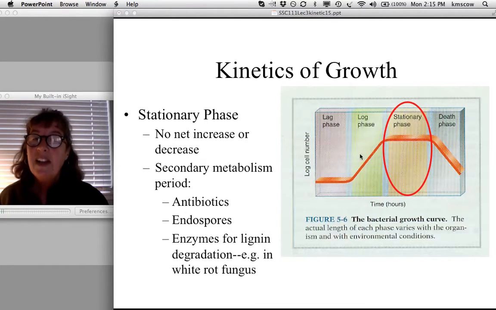If you keep them in an active growth phase all the time, they won't do it. They don't do it until they have grown up to a high population and are starting to look for something else. For example, lignin may not be their substrate of choice, but when they run out of another substrate, like the cellulose that might have supported their log phase, they start to produce enzymes that will break down things that are not as desirable, for example, lignin. That's called the secondary metabolism period. Stationary phase is where secondary metabolism occurs.